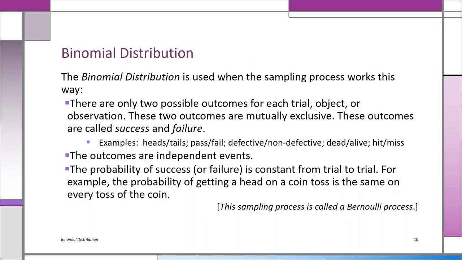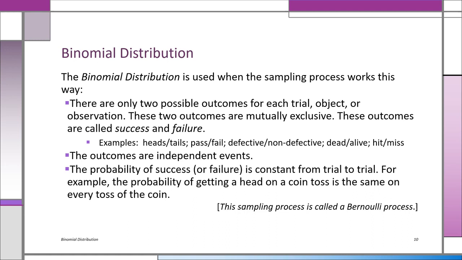Now we're ready to learn about the binomial distribution. The binomial distribution is used when the sampling process works as follows. There are only 2 possible outcomes, and these two outcomes have to be mutually exclusive. We're going to call these outcomes success and failure, even though you might not consider a defective product a success. It's just terminology to use.